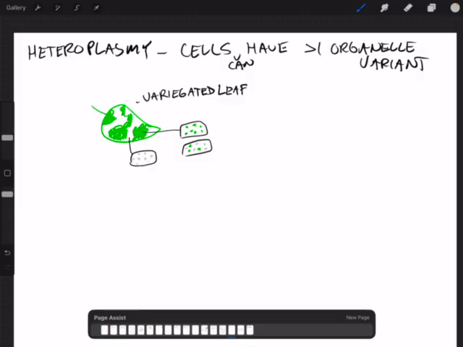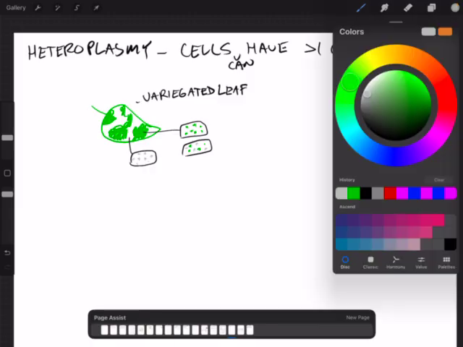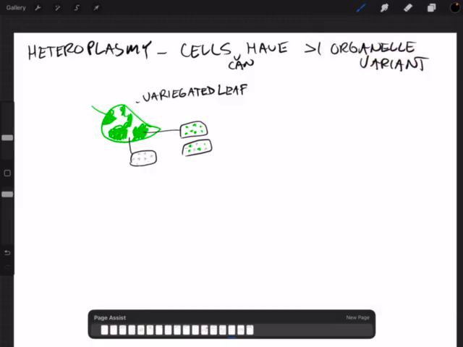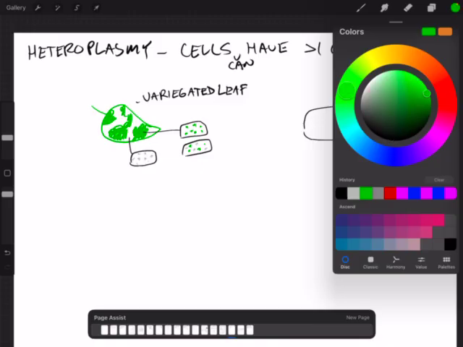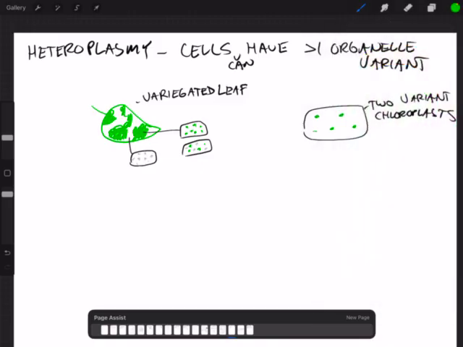So how do you end up with a situation where an adult organ like a leaf has a mixture like this? Wouldn't that be equal in every cell? Well, it turns out that is not the case, and that's mostly due to random chance. So if we have a cell here, and there will be two variants, two variant chloroplasts. Okay, we've got a dark one and a lighter colored variant.